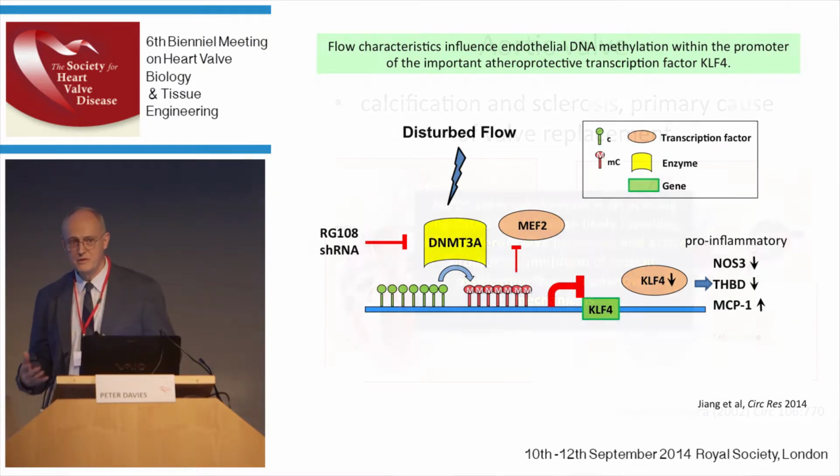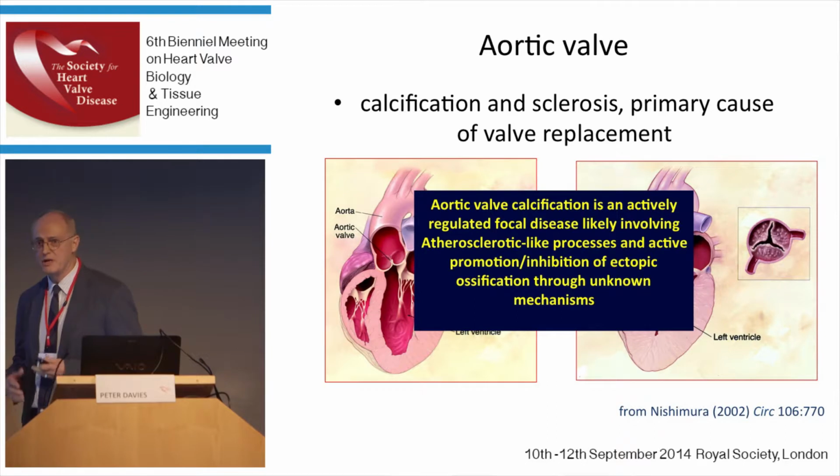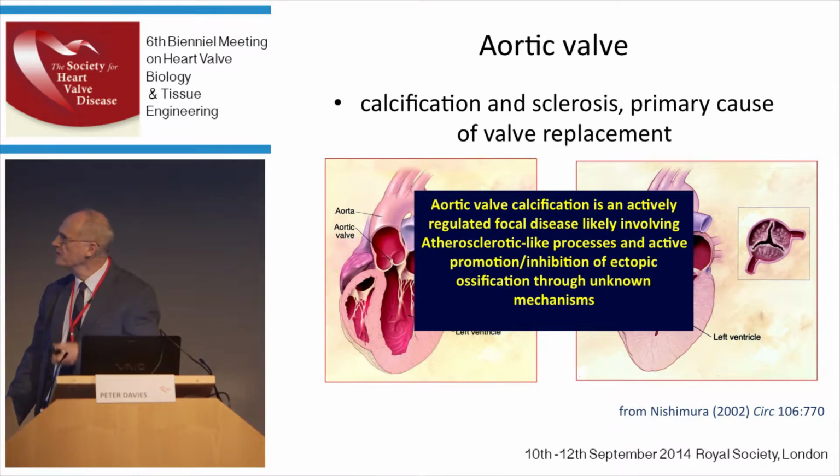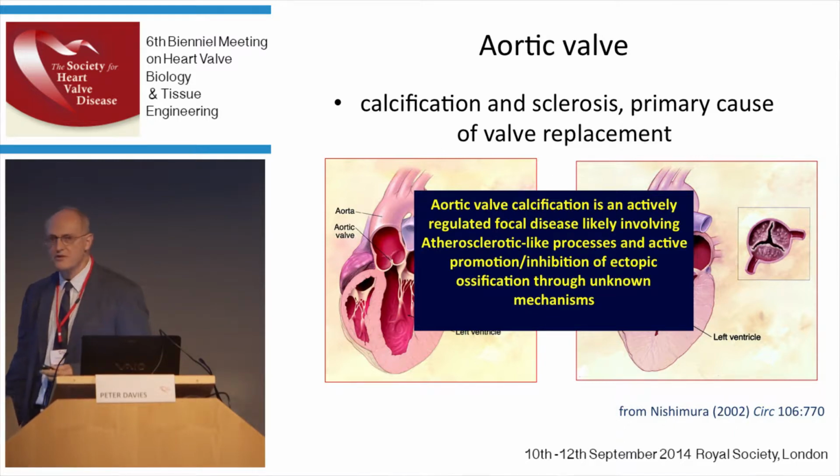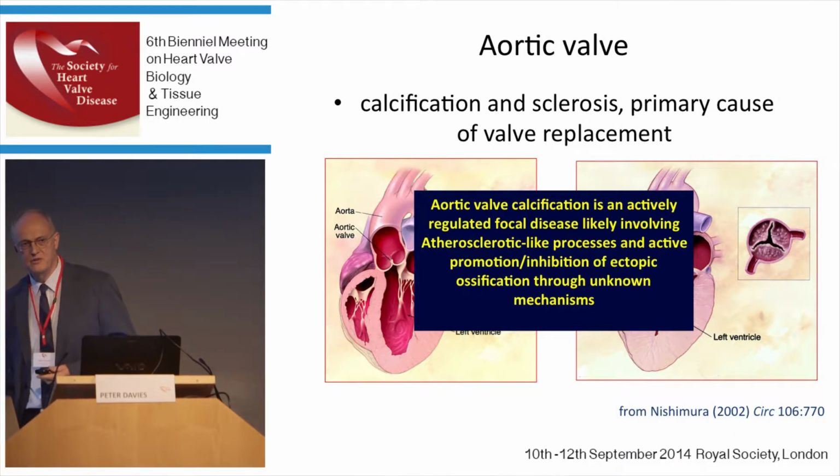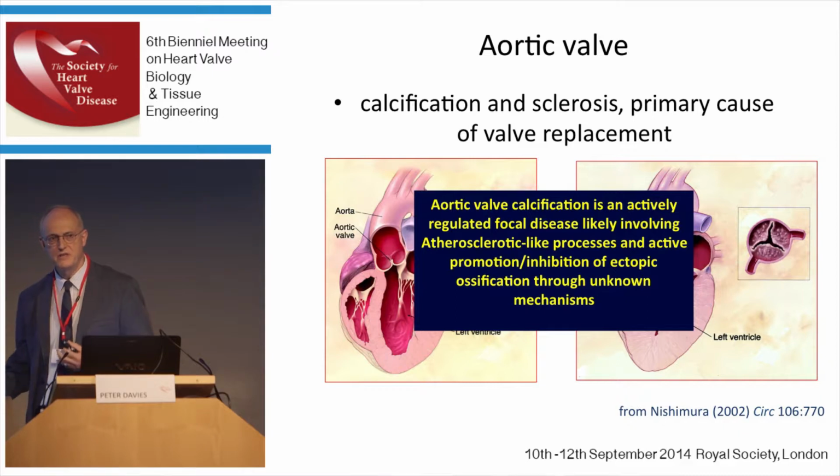Now, let's move to your real love, the aortic valve, but keep in mind some of the principles that I think I'm trying to outline for the arterial work. Obviously, we've heard tons of this. We all know that the calcification is an actively regulated focal disease. But it's also involved with sclerosis. The two go hand in hand, and the question is how much interplay is going on, or are they actually operating a little bit separately?